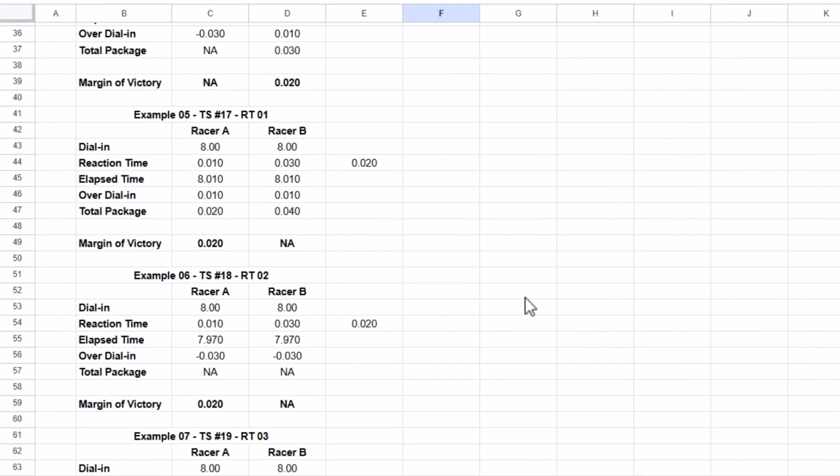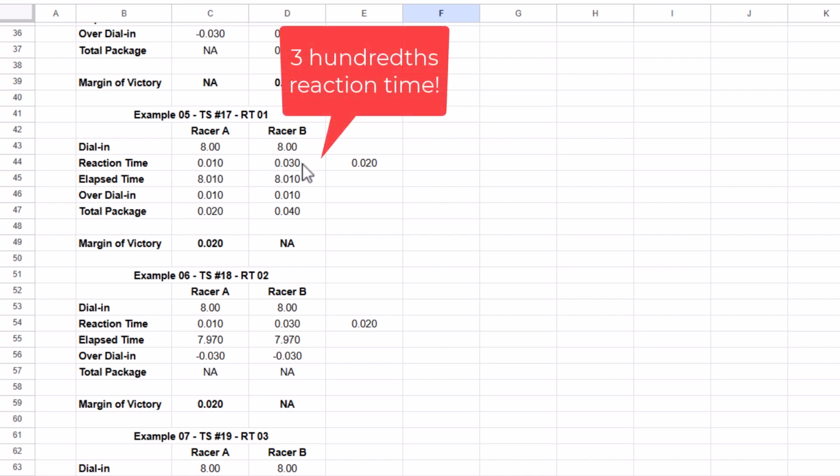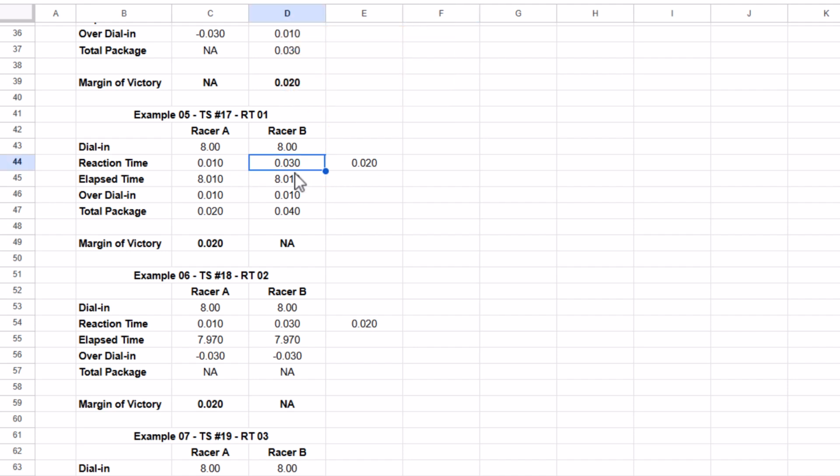In these next three examples, I want to talk about the importance of reaction time. And having the reaction time advantage is of huge benefit to winning a race. So in this example, racer A has a 100th reaction time and racer B has a 200th reaction time. Now the difference between the reaction times is 200ths. So 300ths minus 100th is 200ths. Now, mathematically, if racer A can cross the finish line in front of racer B by 200ths or less, they cannot lose the race. So let's see that example in the TSS.